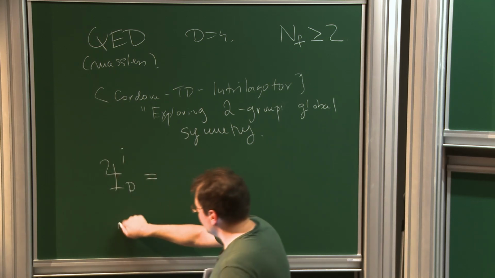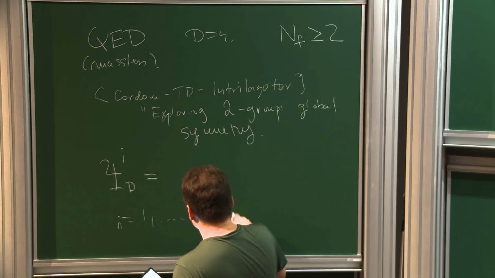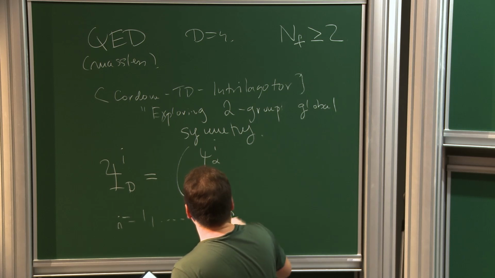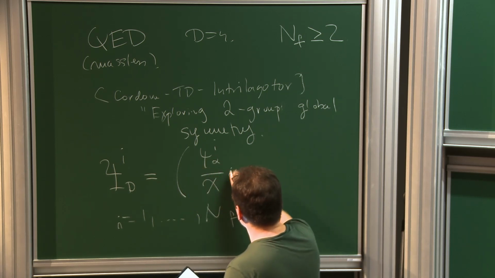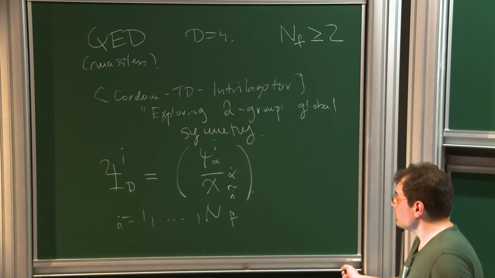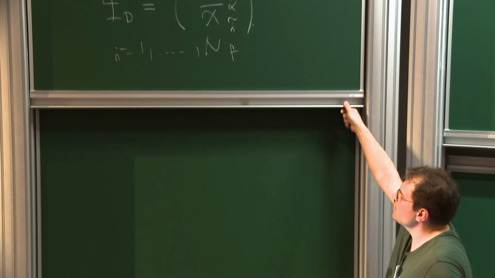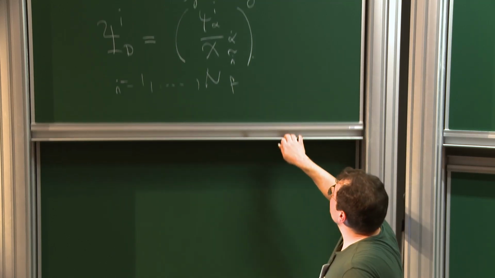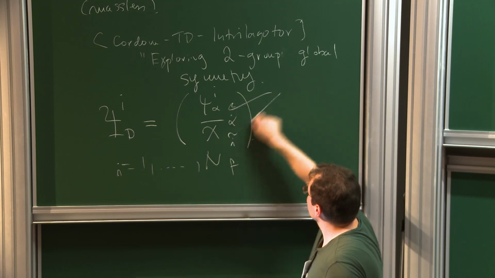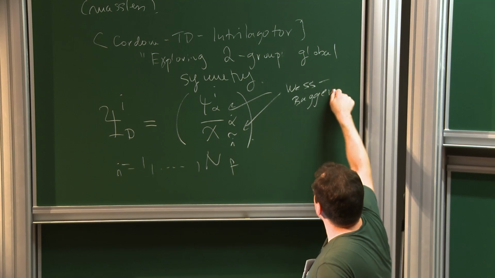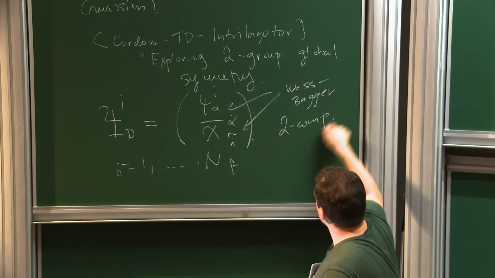I is going to be a flavor index running from 1 to NF. And then each flavor splits into a left-handed and a right-handed Weyl fermion. And as you'll see, the flavor indices on the left-handed and the right-handed Weyl fermions don't talk to each other when there's no mass. So we're discussing here massless QED. By the way, for these two-component Weyl fermions, I'm using Wess and Bagger two-component Weyl fermions.